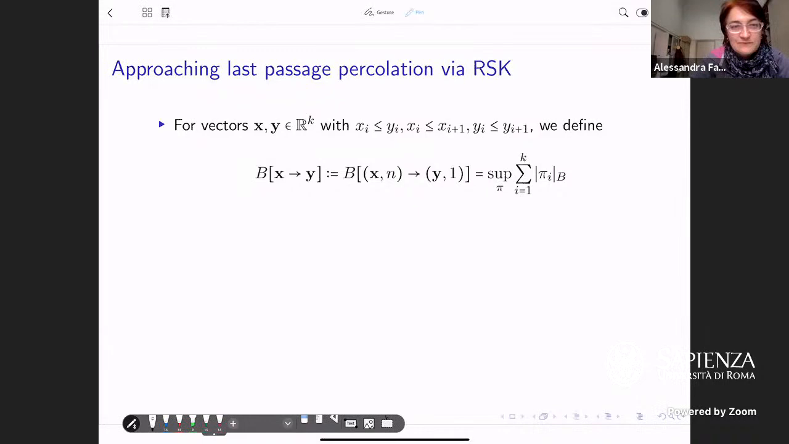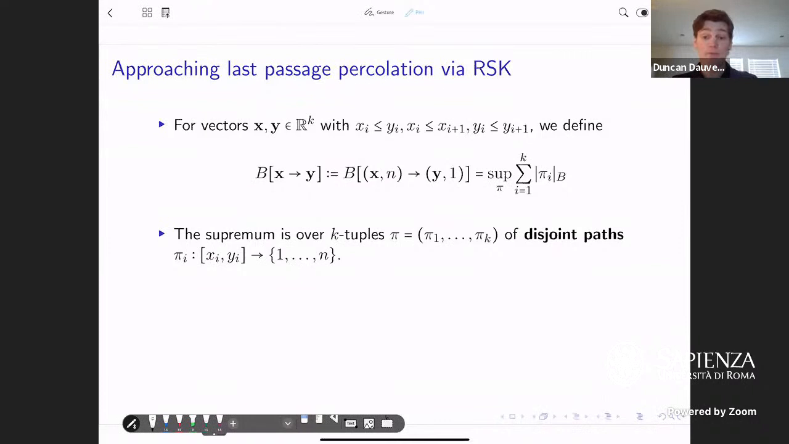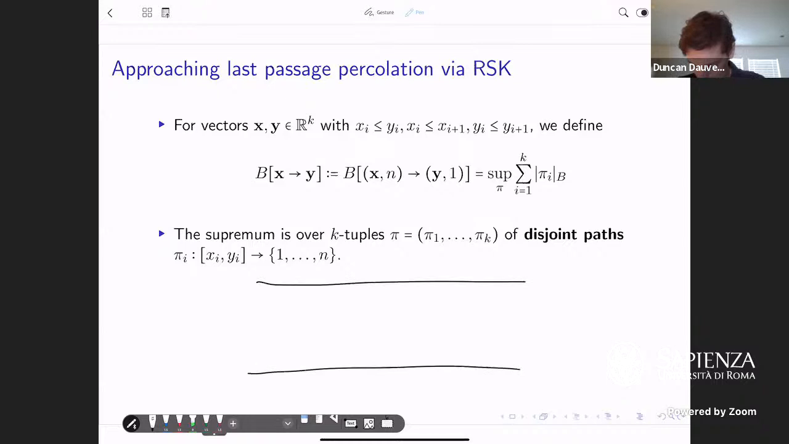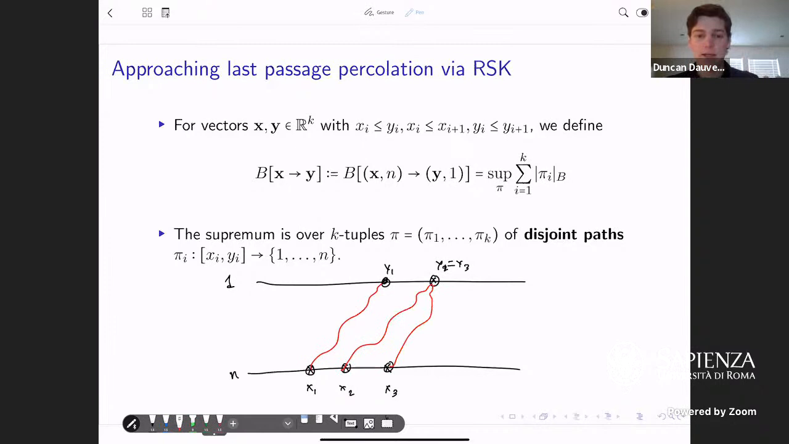Okay, so I want to define last passage percolation with multiple paths or with multiple start and end points. So say I have start points x1, x2, x3. And for now, I'm just going to move from line n to line 1. And maybe I end at y1 and maybe y2 equals y3. Then I can define the last passage value between this x at the start and y at the end as just the maximum possible sum of three lengths I can get by optimizing over disjoint paths between these points. Okay, so because I'm enforcing this disjointness condition, this is different than just summing up the three last passage values.